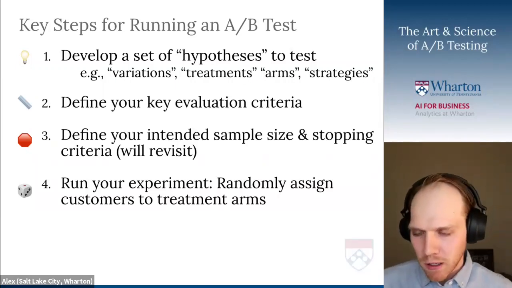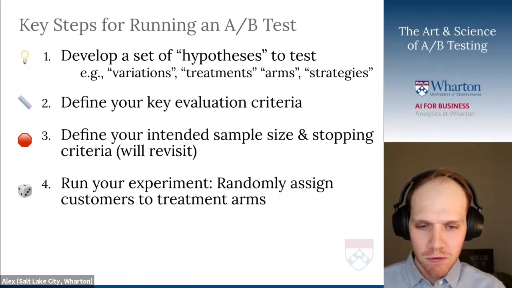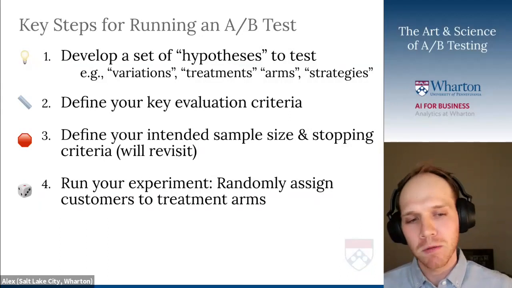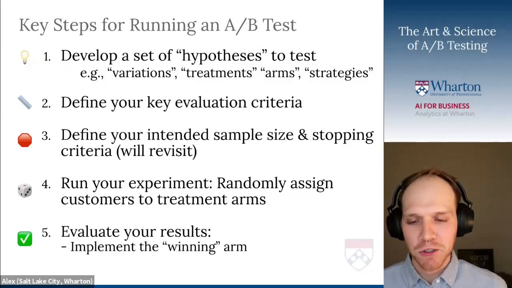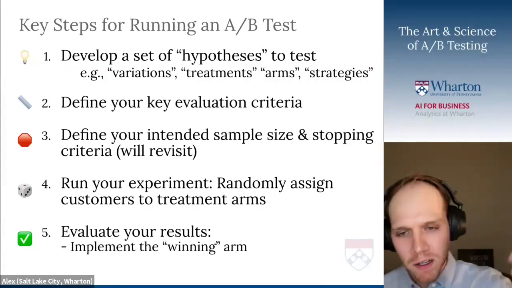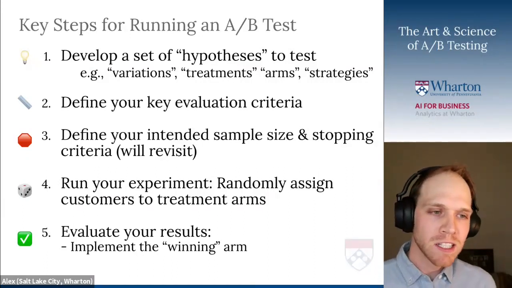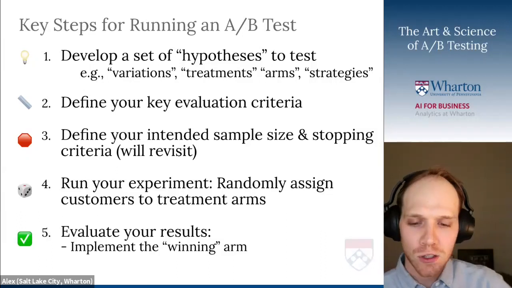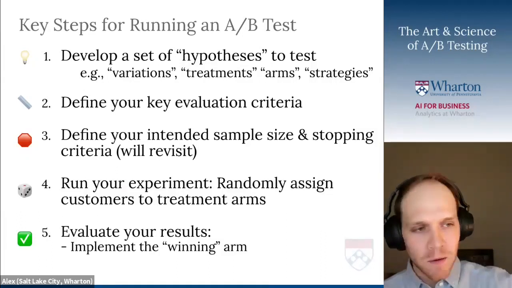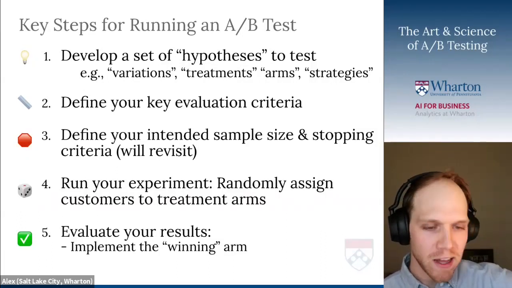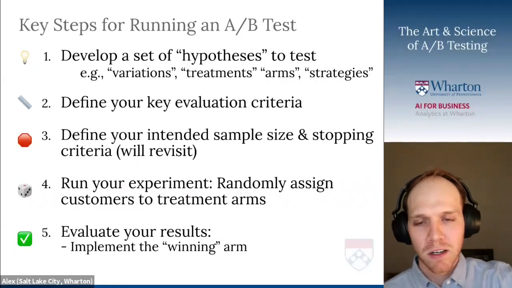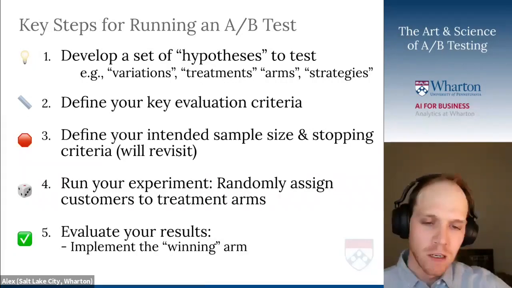And the fourth step is to run the experiment, right? So this consists of randomly assigning customers to treatment arms. And the last step is to evaluate results depending on the criteria defined earlier. And essentially, the goal of almost every A/B test is to implement the strategy that performed best according to your criteria moving forward, right?